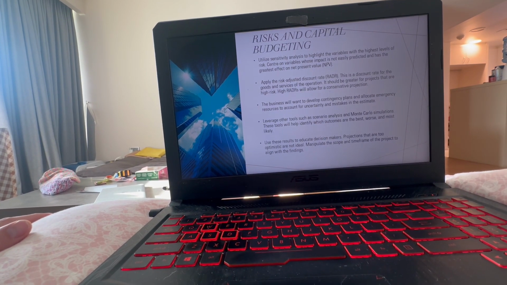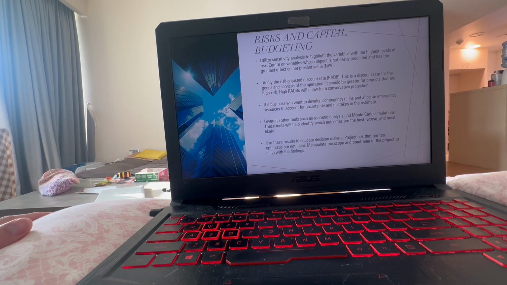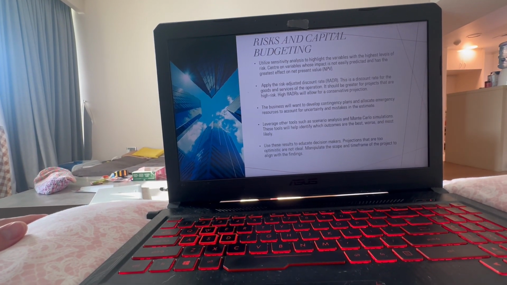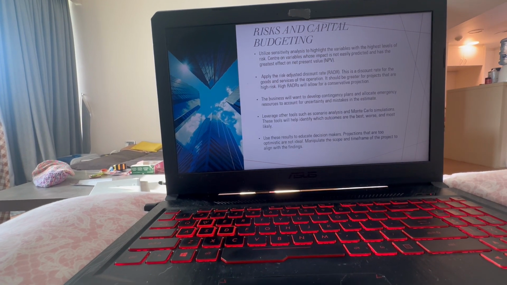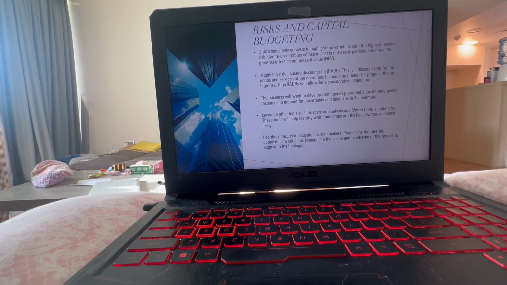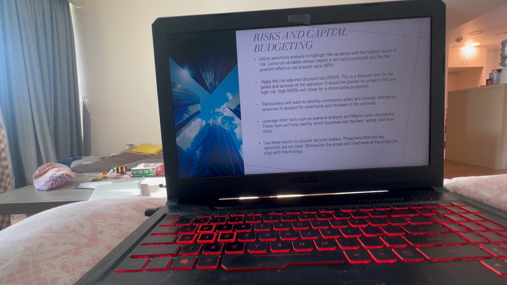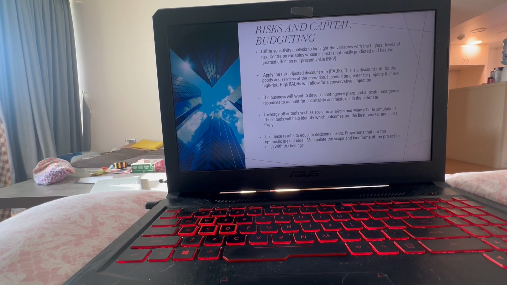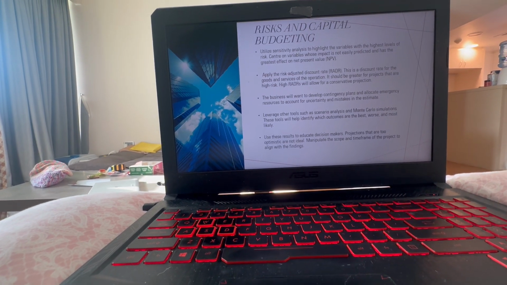It will allow for a conservative projection. So this is going to say basically that there needs to be some wiggle room as far as pricing is concerned. That way, if the demand isn't quite there, if it was miscalculated, then you can bring the price down and hopefully compensate for that.